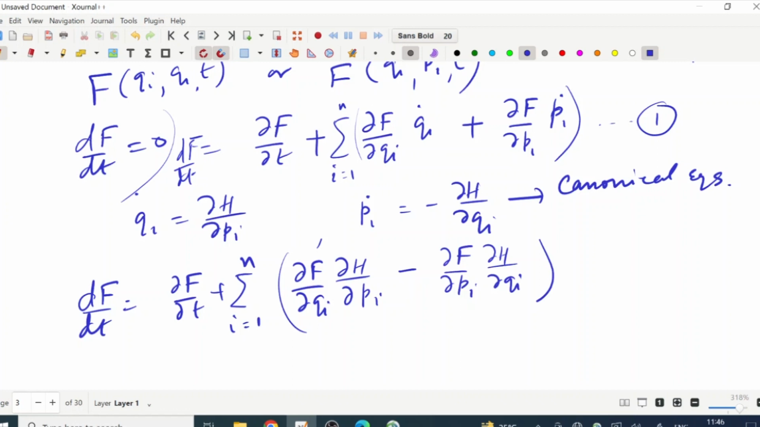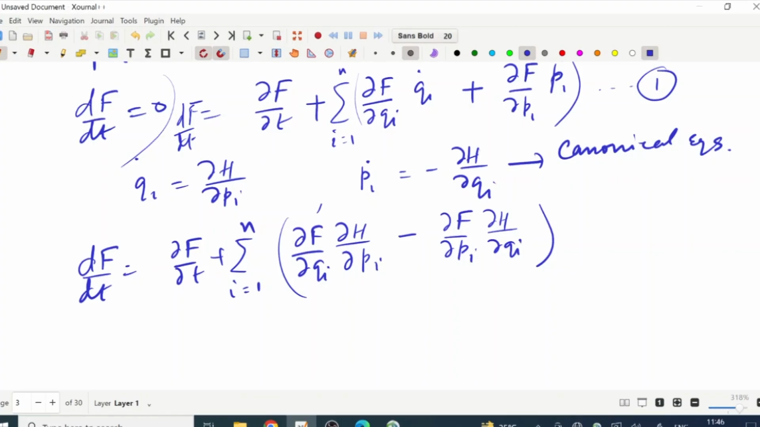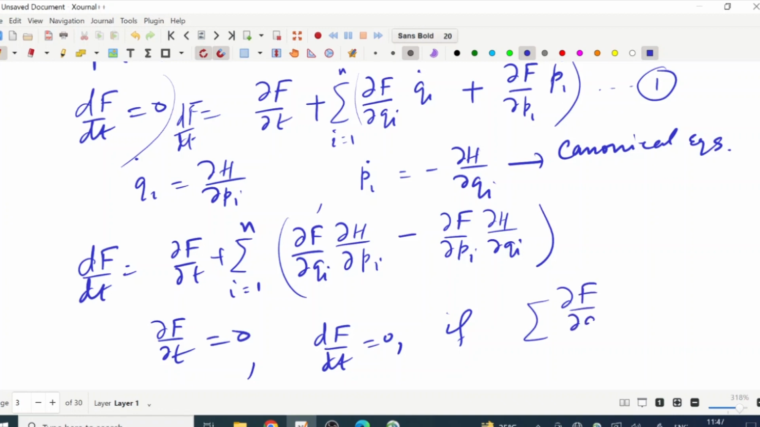Now we are looking for whether a quantity is a constant of motion or not. First we will see whether it explicitly depends on time or not. If it explicitly depends on time, there is no need to search for a constant of motion with that quantity, because a quantity which explicitly depends on time cannot be a constant of motion. We assume that it does not depend explicitly on time, so let us assume that del f del t equal to 0. In that situation df dt will be 0 if and only if the sum over all i from 1 to n of del f del q i del H del p i minus del f del p i del H del q i equals 0.